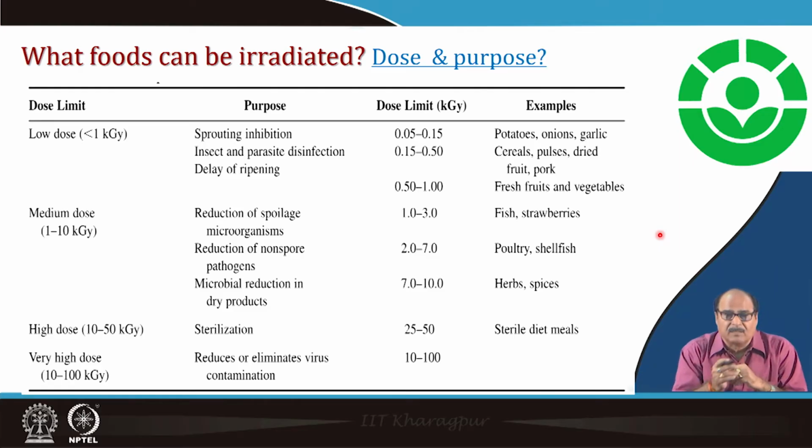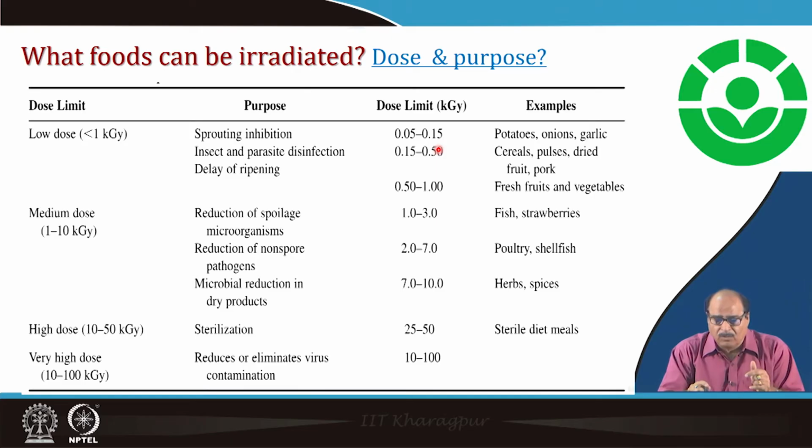Here in this table I have given what foods can be irradiated, normally fruits, vegetables, spices, etc., and what the dosages are. A low dose, less than 1 kilogray, of maybe 0.05 to 0.15 kilogray is used for sprouting inhibition of potatoes, onions and garlic. To delay the ripening of fresh fruits and vegetables, 0.50 to 1 kilogray is used.